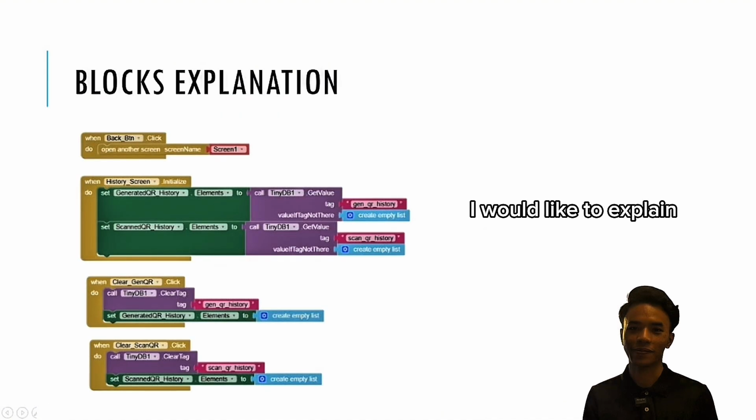I would like to explain the block code for the QR history screen, and this is the block explanation. For the first one, we have the back button function. When the back button function is clicked, the app navigates back to the main screen named Screen1. This allows the user to return easily from the history page.